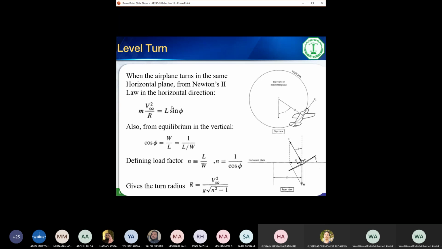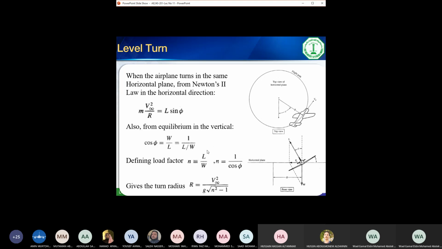And from this, I can get the sine of the angle. Or I can also write the equation in the vertical direction. In the vertical direction, there is no acceleration. Only the lift cosine the angle is equal to the weight. So lift cosine the angle is equal to the weight, or cosine the angle is 1 over L over W. Okay. So that's for the turn.